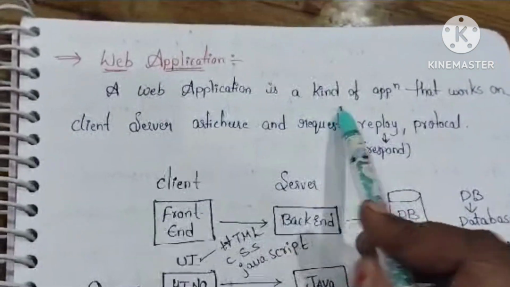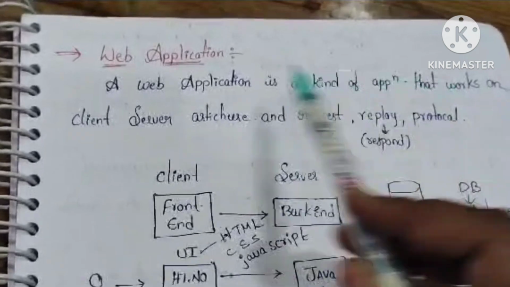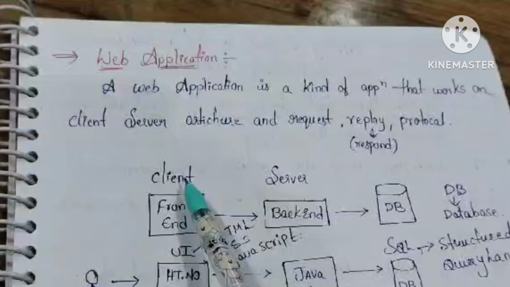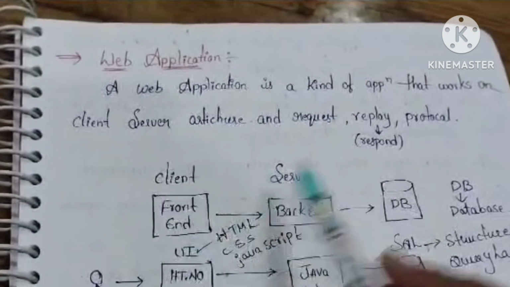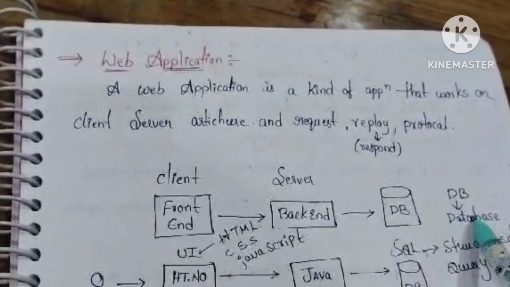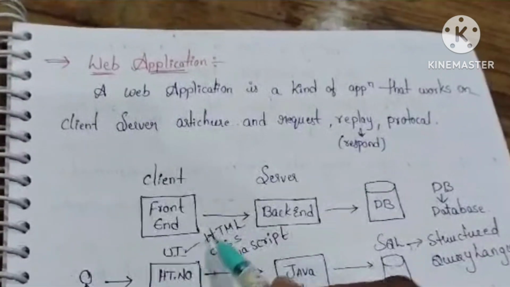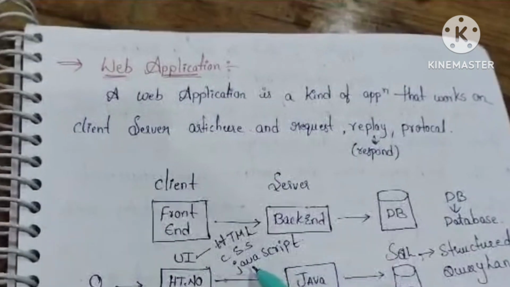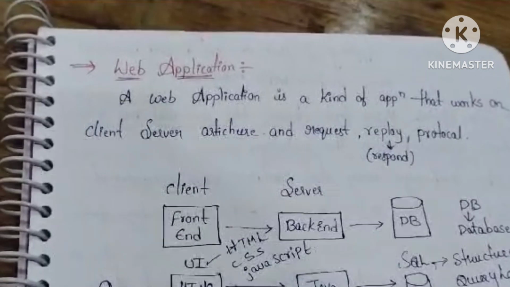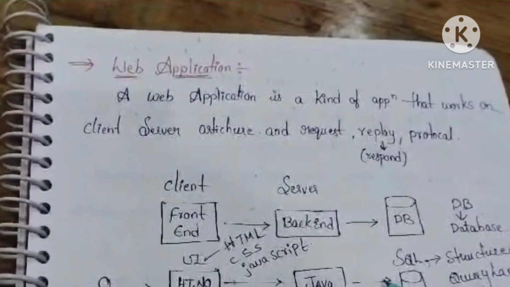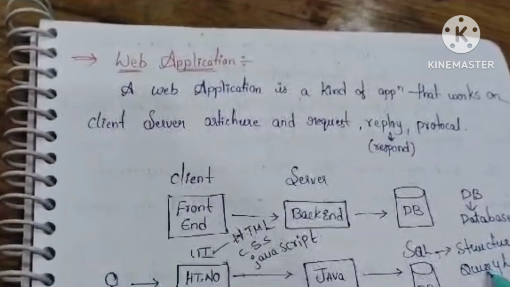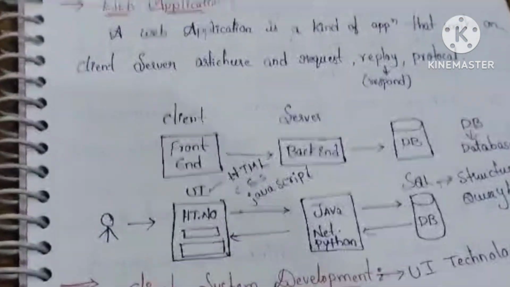So a web application works on the client-server architecture, request, reply and protocol. First, the client is the front end, the server is the back end, and DB is the database. Here the UI technologies are HTML, CSS, JavaScript. These are all UI technologies. We use these technologies when working as a full stack developer. Here SQL is Structured Query Language.